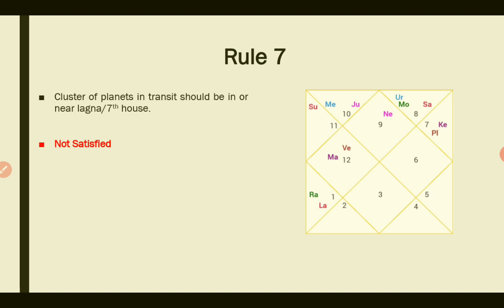But other planets are distributed all over the chart, and thus we can say that out of the total 9 planets, only 4 are satisfying this rule. So we will take it as the rule is not being satisfied. Generally, if there are 5 or more planets which are satisfying this rule, then we take it as satisfied. So once again, we find another rule which is not satisfied for this particular chart. Let's move to the next one.